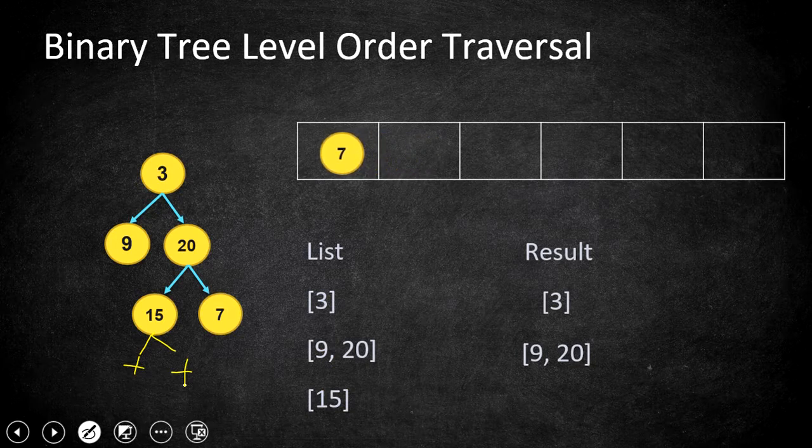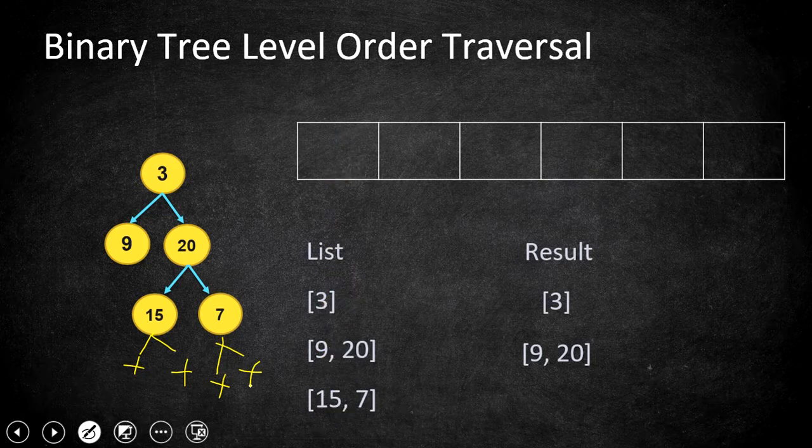So it's time to explore or traverse 7. So let's add 7 to the same list of that level. Once 7 is added, we are going to explore its children. 7 doesn't have any children, so we don't have anything left in our queue to be added. So we are done with 7 as well. So let's remove 7 from our queue.